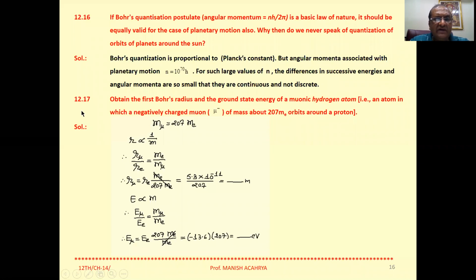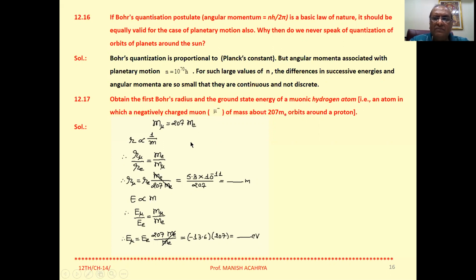Next, the last one, 12.17. Obtain the first Bohr radius and the ground state energy of a muonic hydrogen atom. It implies an atom in which a negatively charged muon, represented by the symbol mu minus, of mass about 207 times the mass of an electron, orbits around a proton. So the mass of the muon is equal to 207 times the mass of the electron.